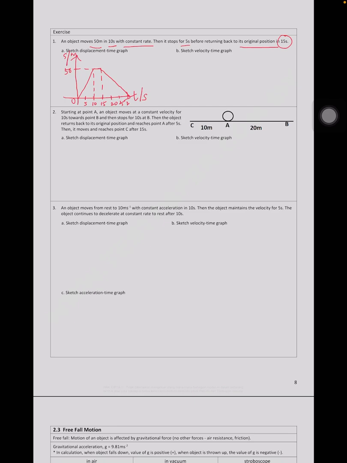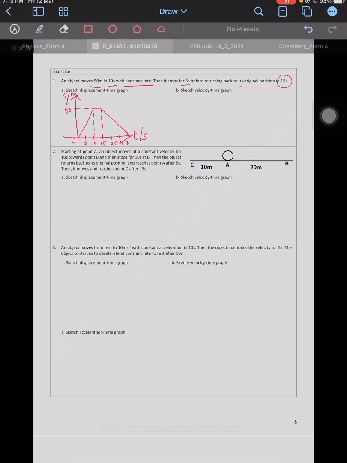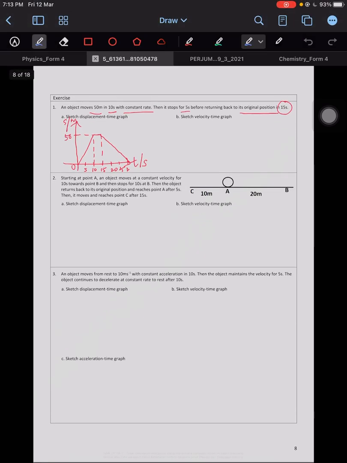Then the second one, same question, in velocity time graph. Okay, so again, velocity time graph. There is a thing that you need to find out, your gradient. So what is your gradient? Find the gradient first.